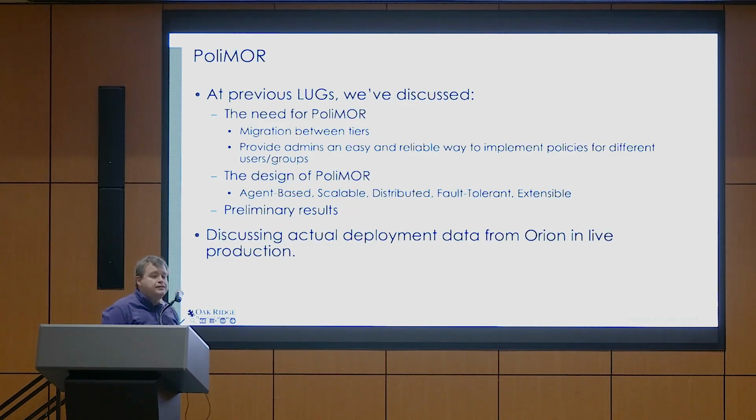So at previous LUGs, we've discussed the need for PoliMOR, that as file systems have gotten more and more complex, both in size and the number of tiers, admins need an easy and reliable way to implement policies for different users, groups, and projects. We've discussed the design of PoliMOR in much more detail, and we've also given preliminary results from some of our early single node and cluster testbed results. And then today what I want to discuss is our actual early results coming from our deployment onto the Orion file system in live production.